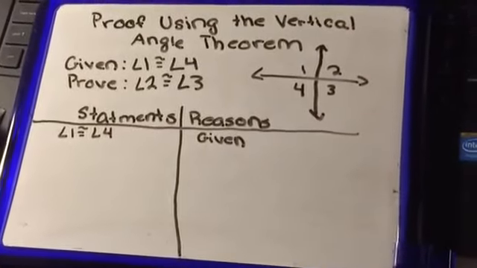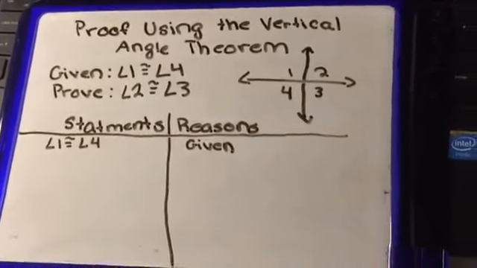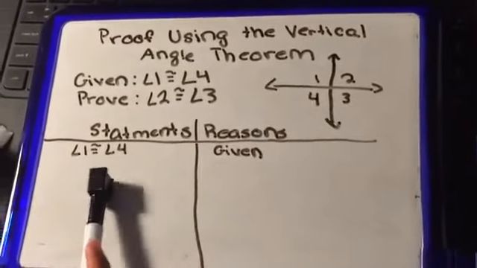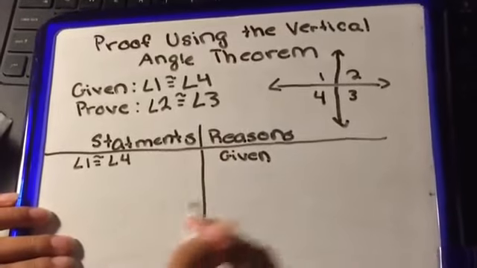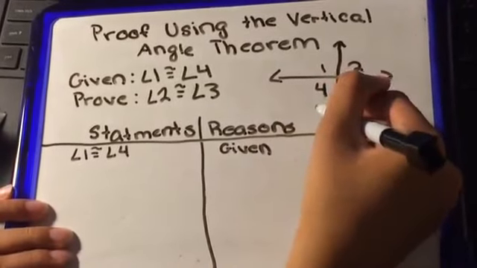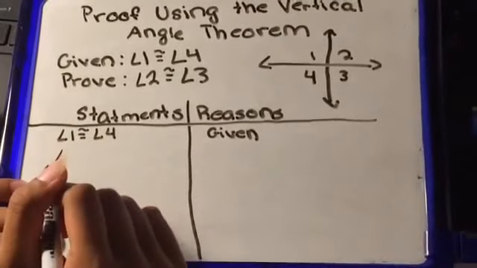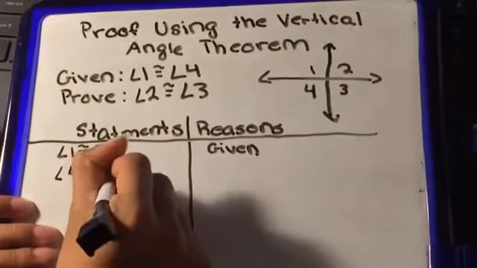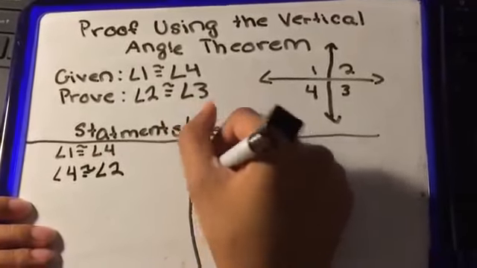Now we're going to try a proof using the vertical angles theorem. So your first statement will be your given statement, which is angle 1 is congruent to angle 4, and your reason will be given. Next, we know that angle 4 is vertical to angle 2. Therefore, using the vertical angles theorem, we know that angle 4 is congruent to angle 2. And the reason will be vertical angles are congruent.